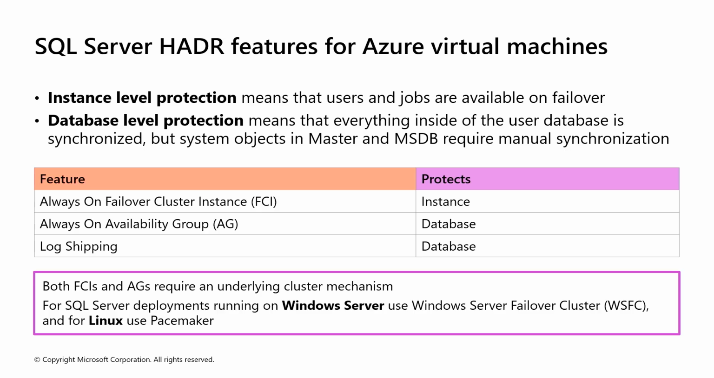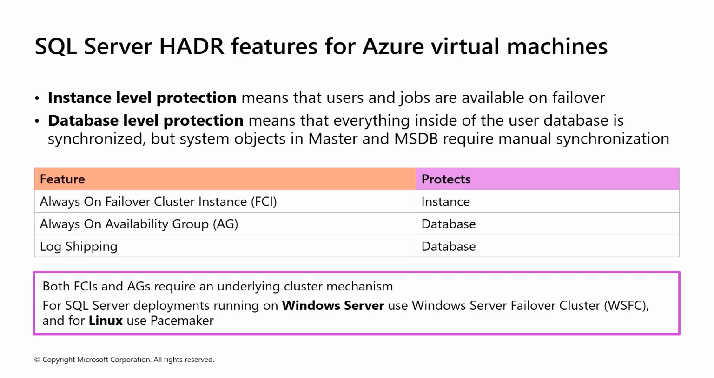Linux. AGs, on the other hand, offer database-level protection, replicating user databases across nodes without shared storage. However, system-level objects like SQL Server Agent jobs and linked servers must be manually synchronized. Both FCIs and AGs require a cluster foundation and should be chosen based on recovery needs.